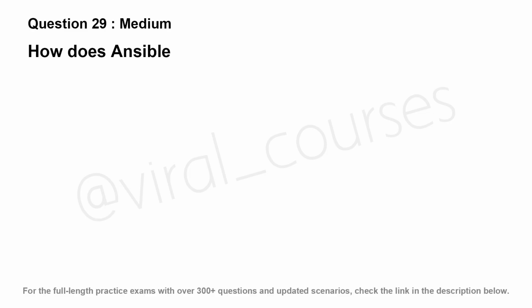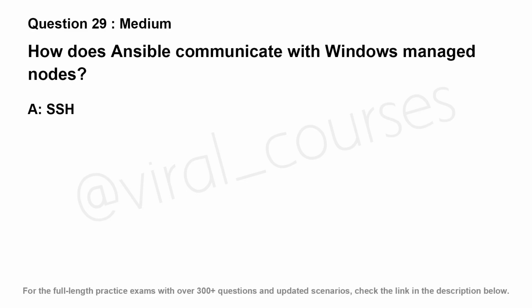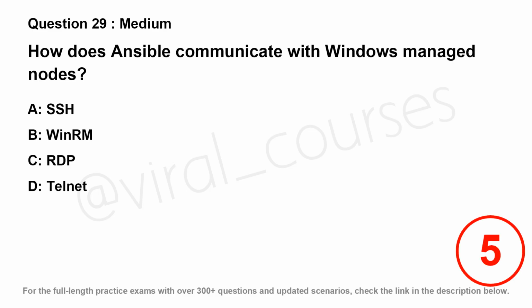How does Ansible communicate with Windows managed nodes? Option A, SSH. Option B, WinRM. Option C, RDP. Option D, Telnet.